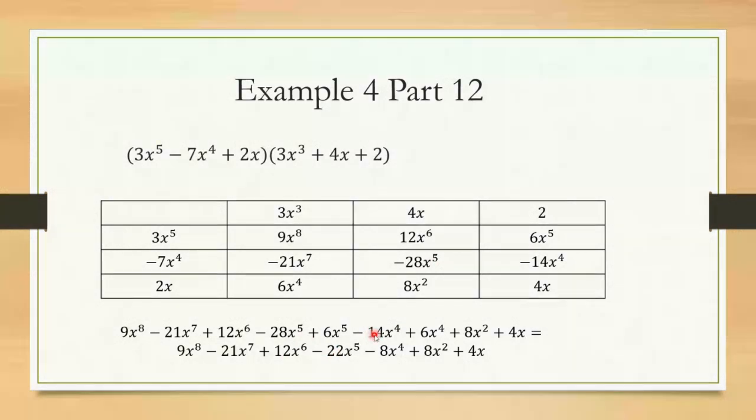And we keep on going. I mean, you could cross off a term once you put it in. That is, cross it off the box so you don't have any repeats. And let's see, after 5 comes 4, 6x to the 4 minus 14x to the 4, as you can see. Excuse me, over here. Then we have 8x squared and then 4x. So that was a lot, I know, but that's how it is sometimes.